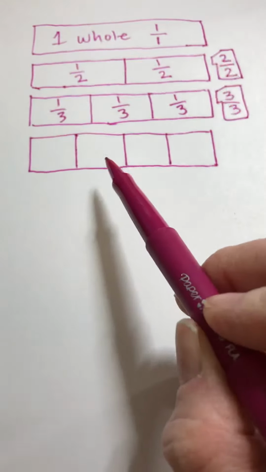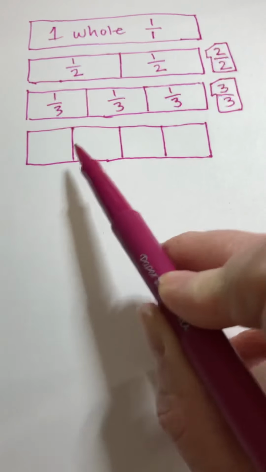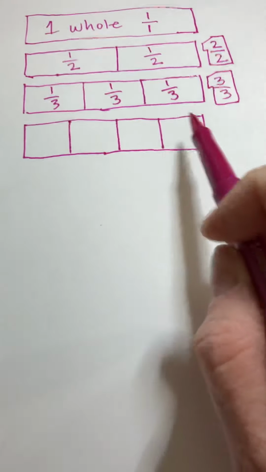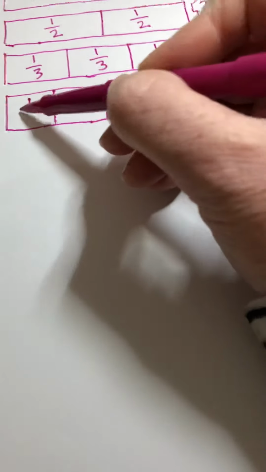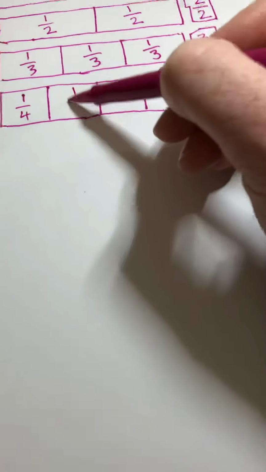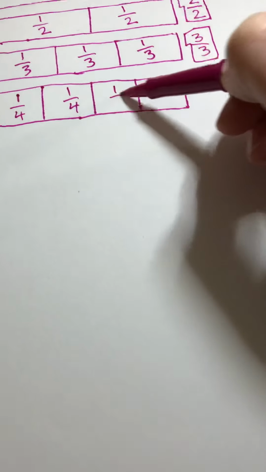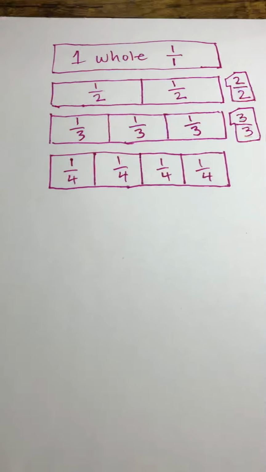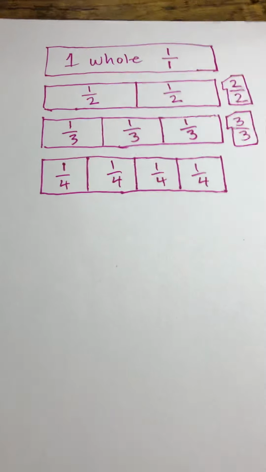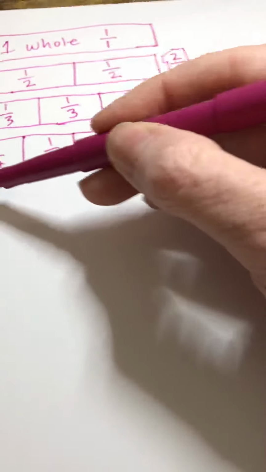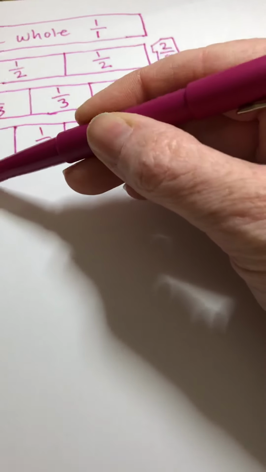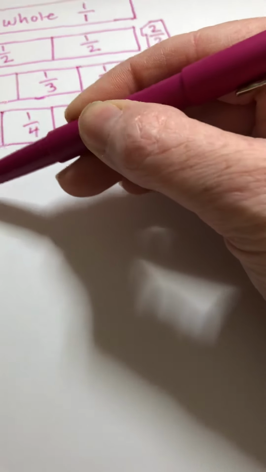All right, so you can hear that relationship between multiplication and division going on here. Now I know I have 1, 2, 3, 4 pieces. So this is 1 out of 4, 1 out of 4, 1 out of 4, 1 out of 4. Let's take it a little farther and let's do one that's a little bit bigger. Let's go with, I guess let's try eighths.